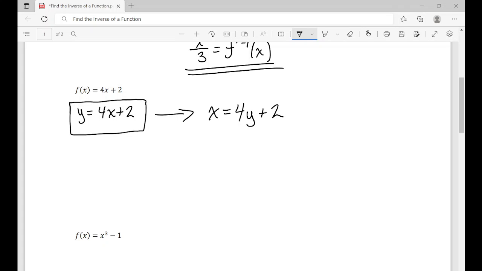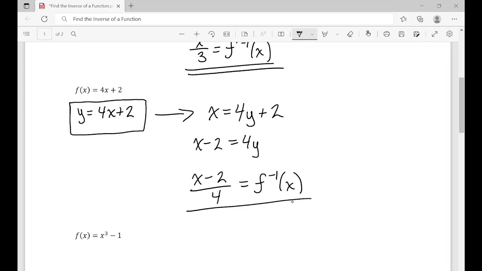Time to solve for y. So I'm going to subtract 2 over. So I'm going to get x minus 2 equals 4y. And then I'm going to divide both sides by 4. So I'm going to get x minus 2 divided by 4 equals y. Now that I have y by itself, I no longer need it to be y. So I'm going to get rid of y, and I'm going to write it as f inverse of x. And this is my inverse function.